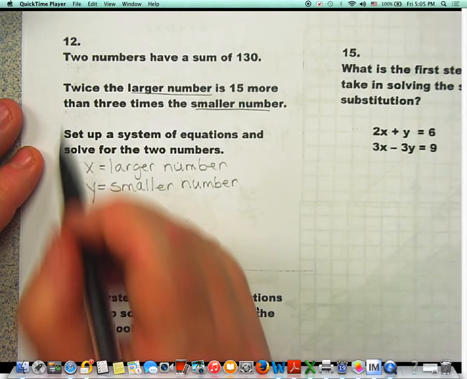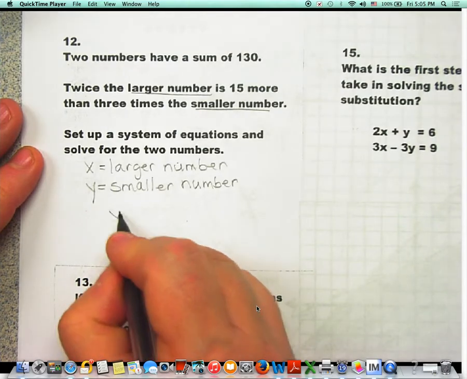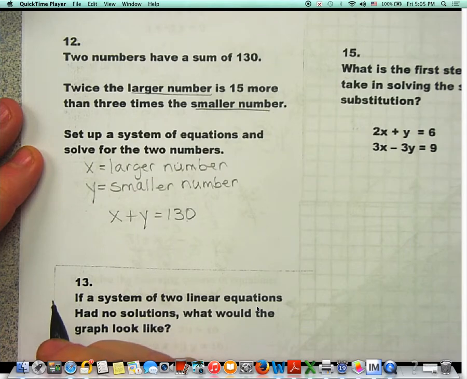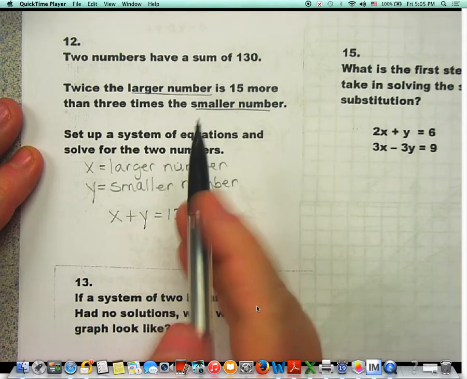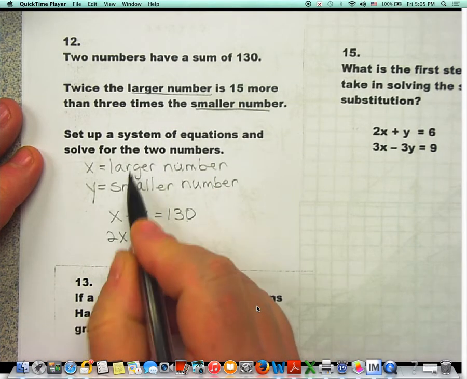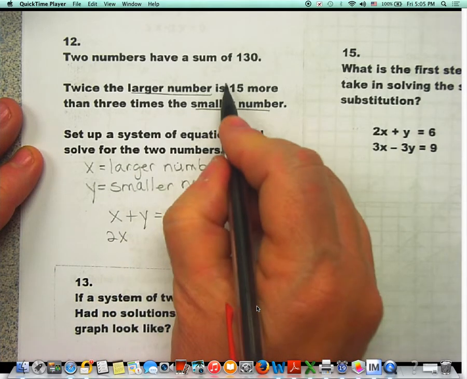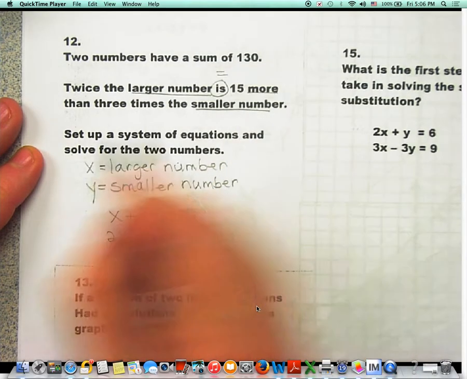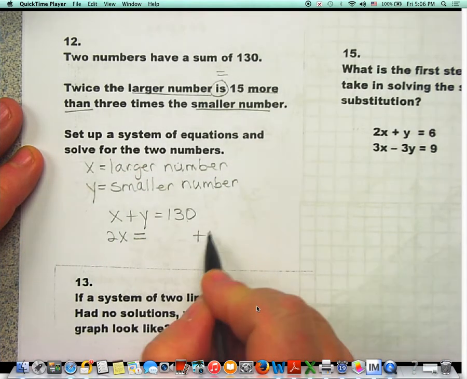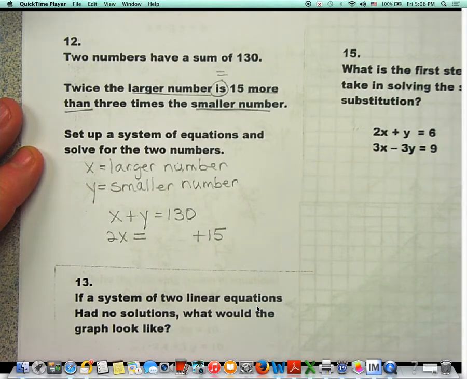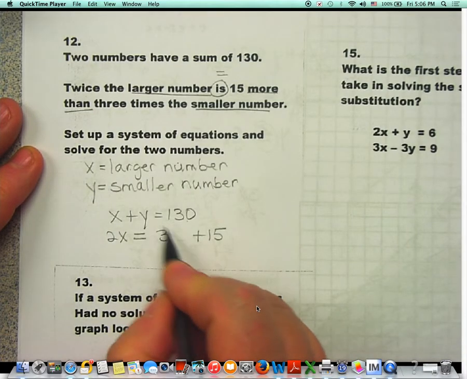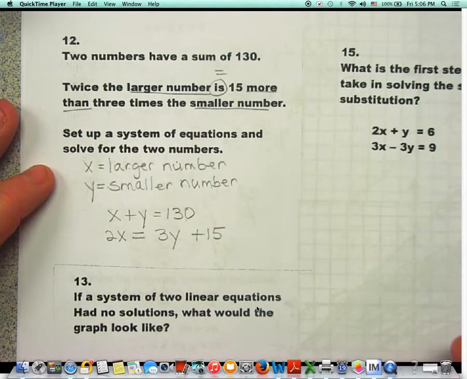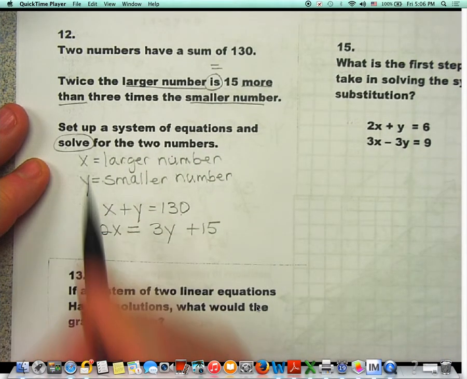And then two numbers have a sum of 130. So x plus y equals 130. Sum means to add. And then twice the larger number, so that would be 2x, because x is my larger number, equals 15 more than, which means I'm going to put plus 15 out here, 3 times the smaller number, which would be 3 times y. Okay, so there are my two equations, and it says that I have to solve.